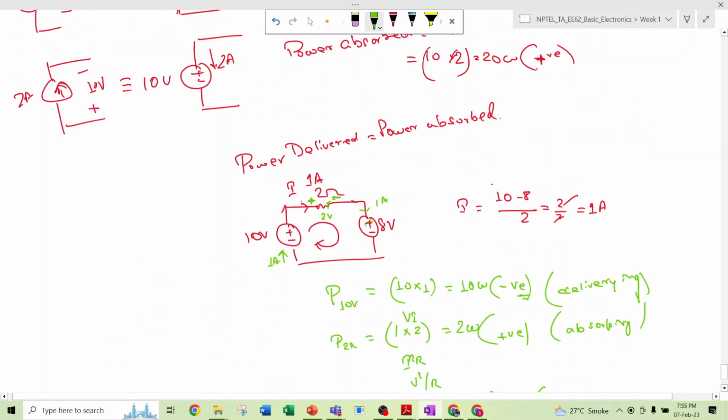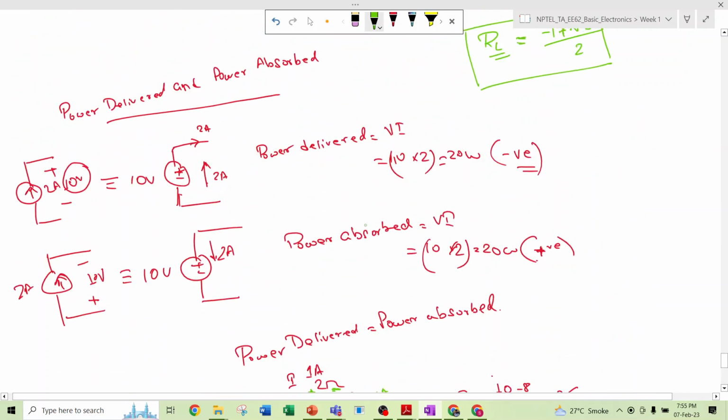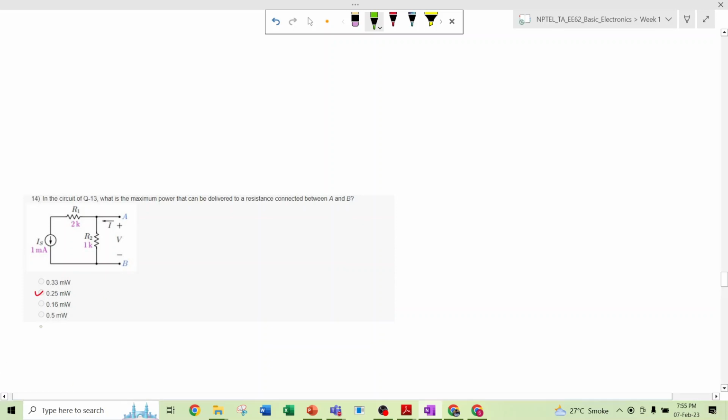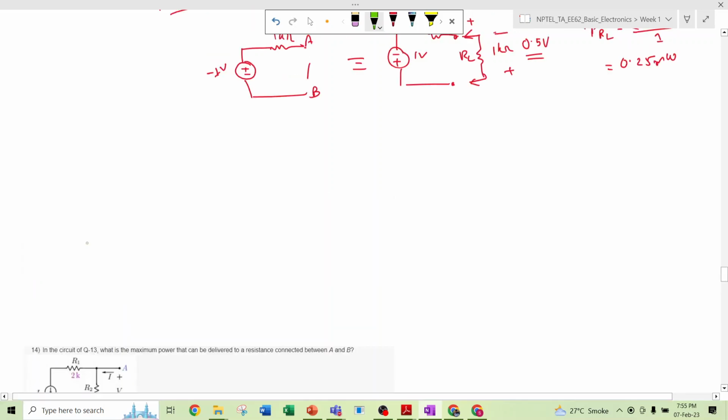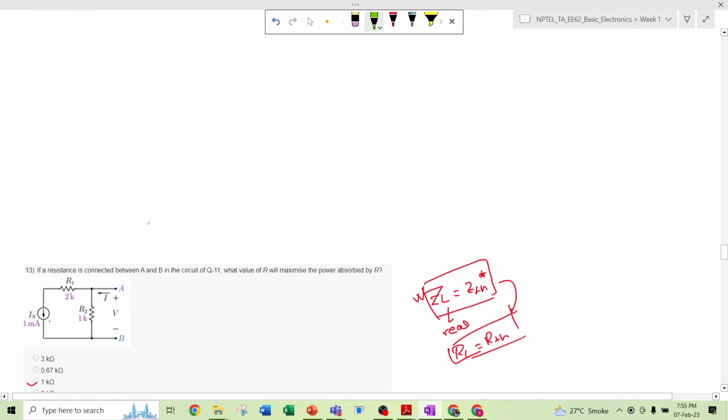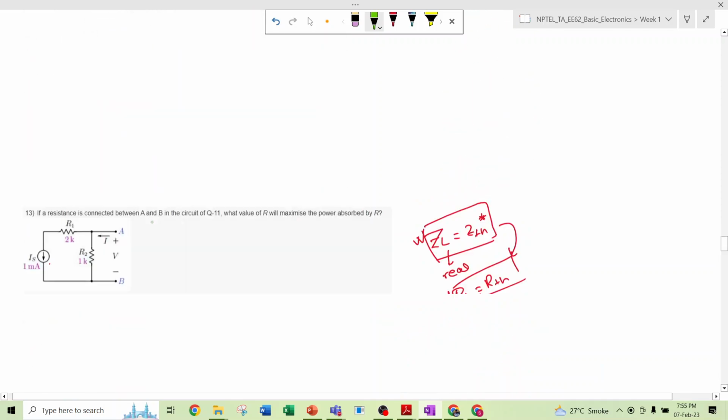So this is the basic thing. In any circuit, they may ask what is the power across this R2, whether it will be delivering or absorbing power. For any source also they can ask whether it is delivering or absorbing power. So the question may be asked like that.